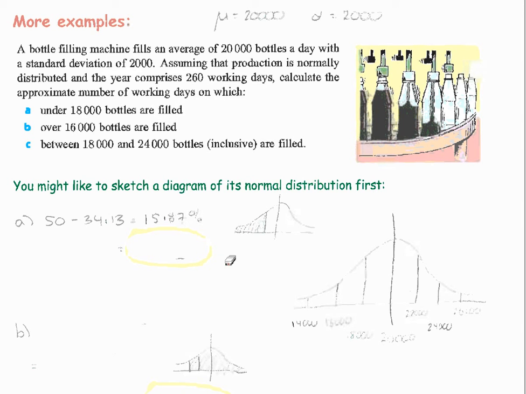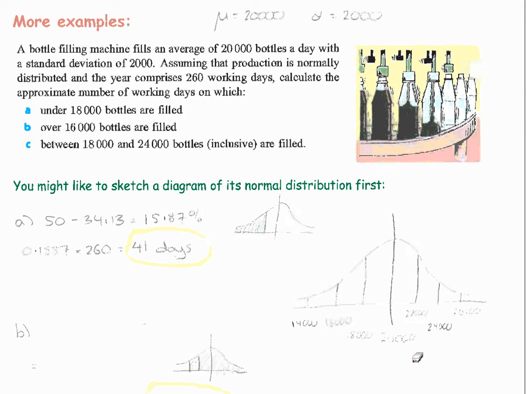And then turn that into a probability by dividing by 100, 0.1587, and take the probability times the total number of days to get how many days we expect. We expect that for 41 days, there would be under 18,000 bottles filled. And B, calculate the approximate number of working days in which over 16,000 bottles are filled.